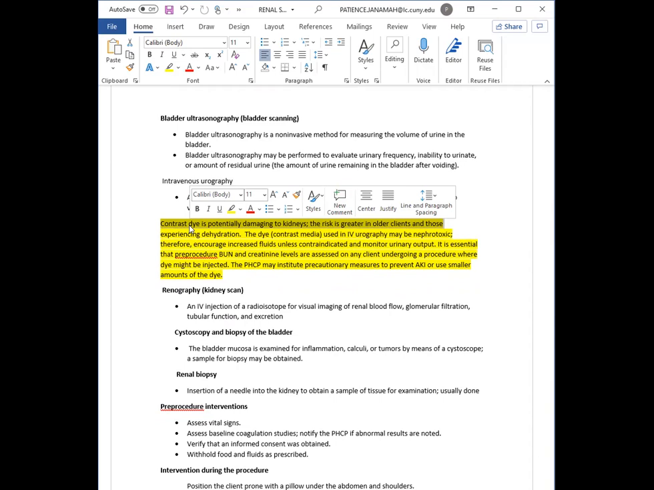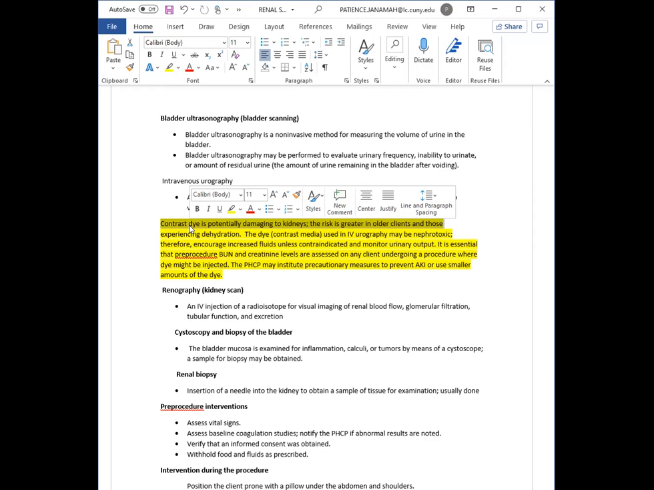Now let's talk about renography. That's the kidney scan. I talked about the bladder ultrasound. Now kidney scan. So this one is an IV injection of radiopaque dye for visualizing an image of renal blood flow, glomerular filtration, tubular function, and excretion. So just like I explained with the contrast or radiopaque dye, the same thing you are going to take notice of. So the intervention is for you to monitor the blood urea nitrogen level and the creatinine.